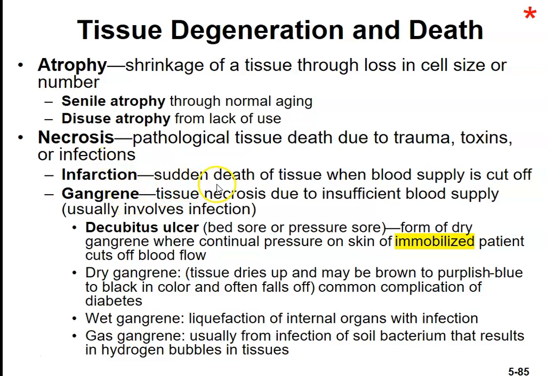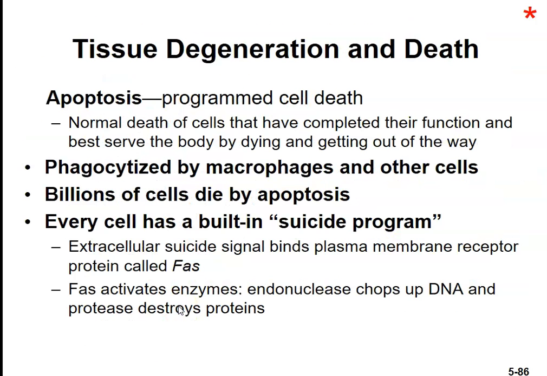One reason is sudden death of tissue when blood supply is cut off. This is infarction. Then the other type of necrosis is due to insufficient blood supply, and usually involves infection. This is gangrene. Under the gangrene category, we have different types of gangrene, depending on the causes of those infections.